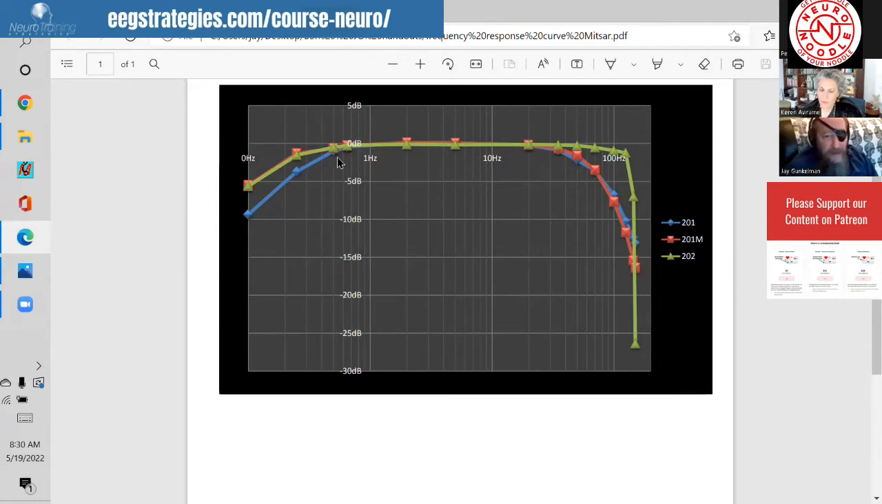And you can see it rolls off at about a half a hertz. The others are good down to about a tenth of a hertz before they roll off some. And all of them go up to 70. The 202 goes up to about 150 hertz before it rolls off. So, amplifiers are well designed now.